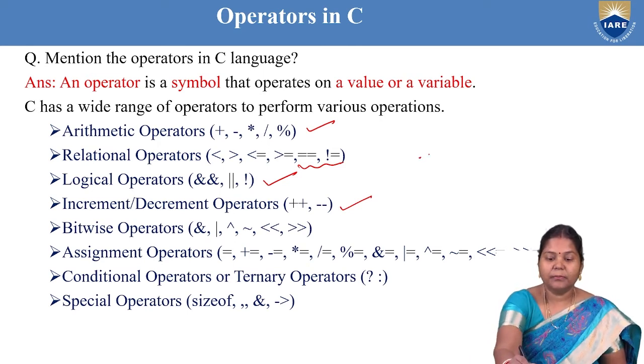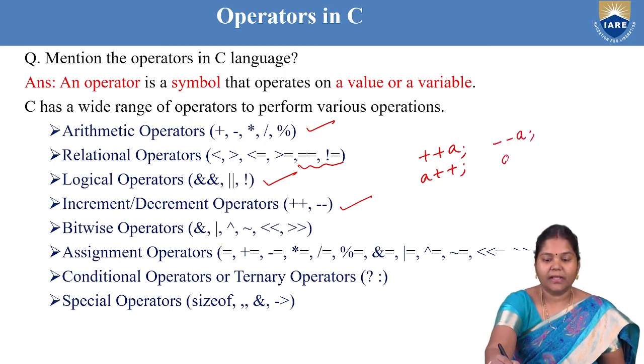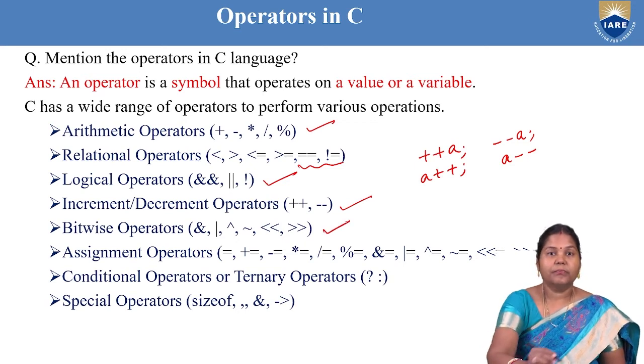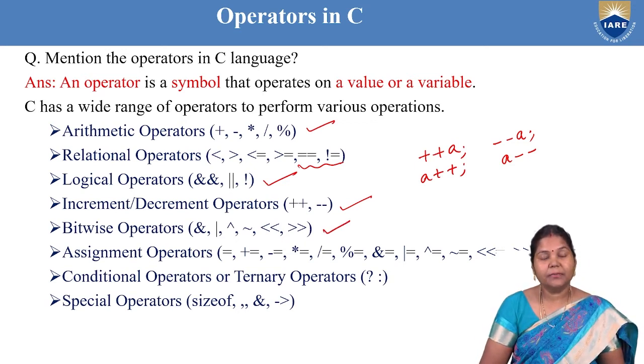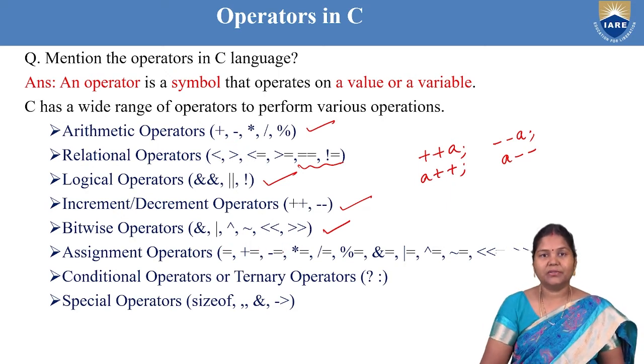Next is the increment and decrement operators, which are plus plus and minus minus. You can write plus plus a and a plus plus. If you prefix it, it is called pre-increment. If you suffix it, it is called post-increment. Similarly, you can write minus minus a or a minus minus for pre-decrement and post-decrement. Next come the bitwise operators. Whenever you want to work at the machine level bit by bit, you have to use these operators. Bitwise AND, bitwise OR, bitwise XOR, ones complement, left shift and right shift are the bitwise operators.